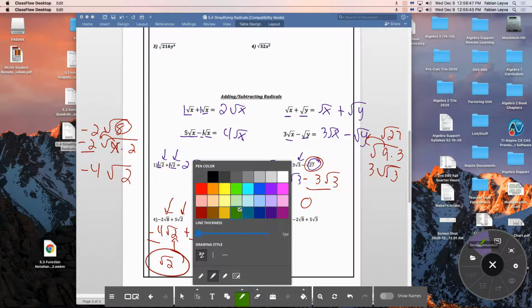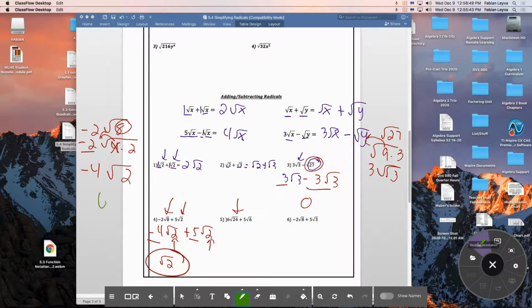My suggestion is to always do the simplification to the side, so that way you can see it and not be confused. So 6 square root of 24, I'm thinking what perfect square goes into 24? I believe it would be 4 and 6. Yep. When you take out that 4, it becomes a 2 because you're taking the square root of that. 2 times 6 is 12, so then that 6 stays inside. So I end up with 12 square root of 6 plus 5 square root of 6, and that becomes 17 square root of 6.